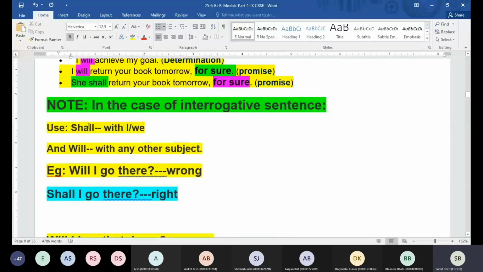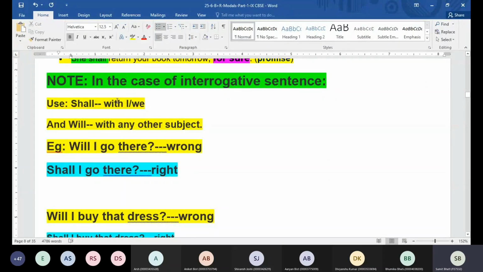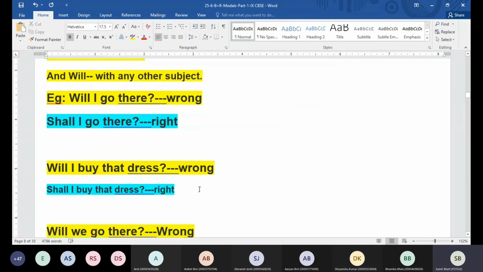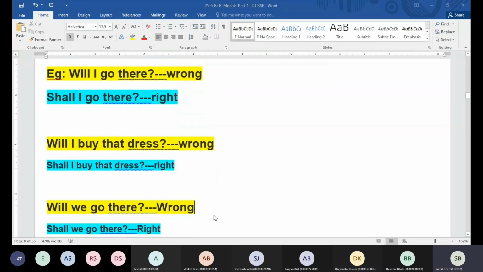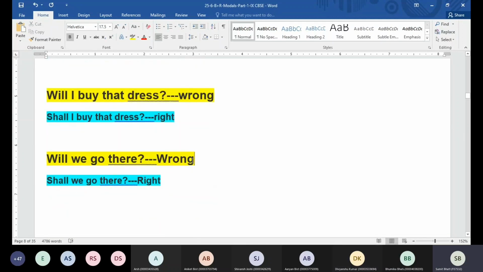With I and we we are going to use shall. Other subjects will be taking will. Like, "Will I buy that dress?" Is that right? No, sir. "Shall I buy that dress?" "Will we go there or shall we go there?" Shall we go there. It's going to be correct.